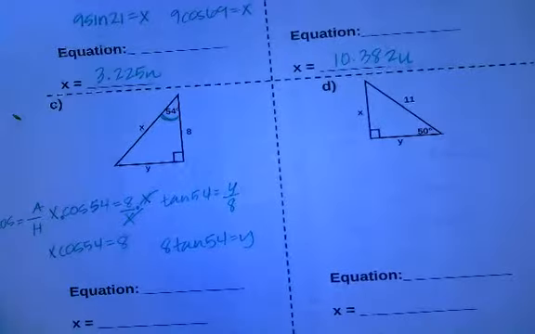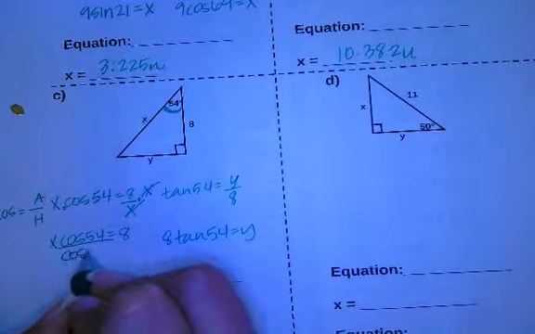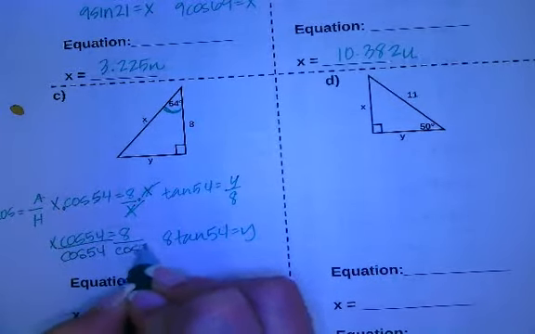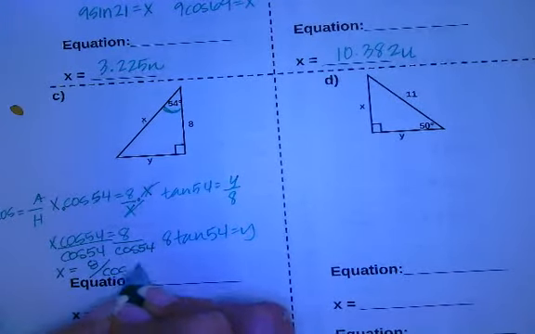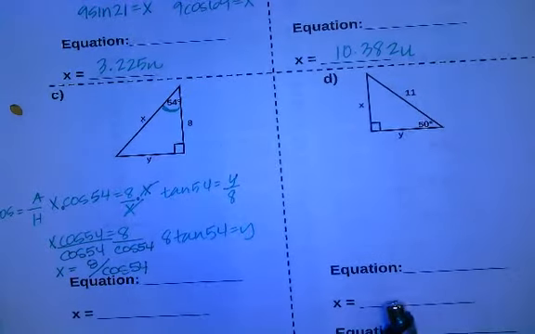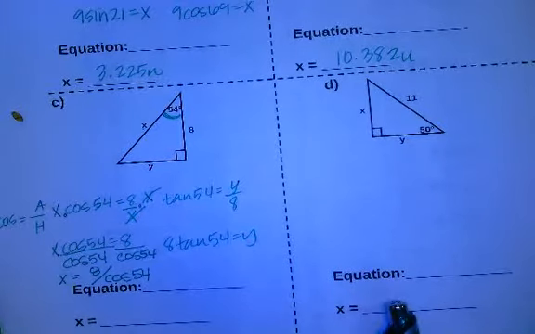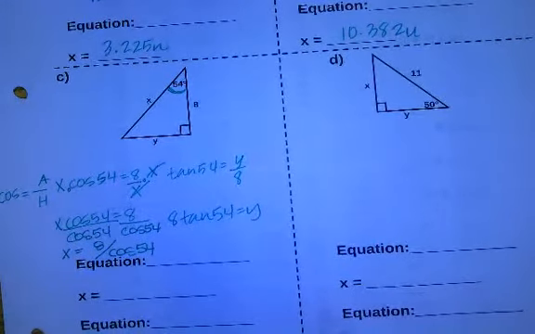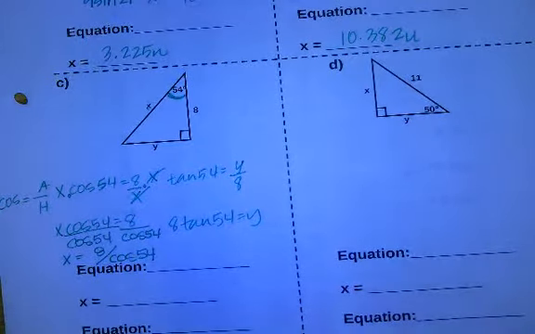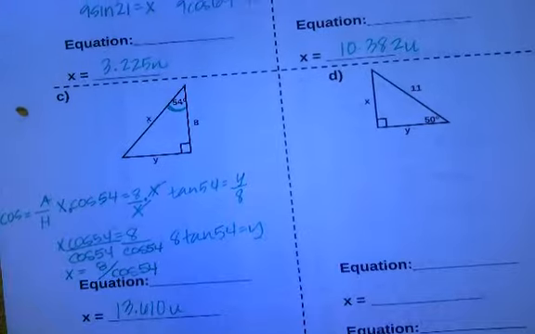Okay, now how do I get x by itself? So x equals 8 divided by the cosine of 54. And plug it into the calculator. Salazar. You're welcome. What do you get for x? Okay, work on D with your table.